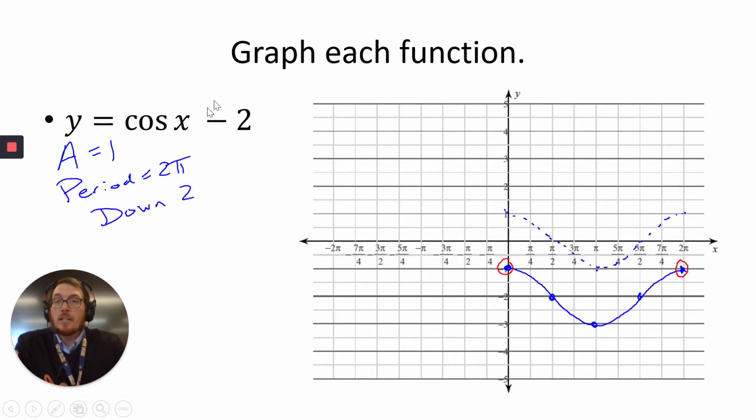The next one is cosine of x minus 2. Notice this minus 2 is after the cosine of x. That's still a vertical shift, and that's moving down 2. So the amplitude is 1, the period is 2 pi.